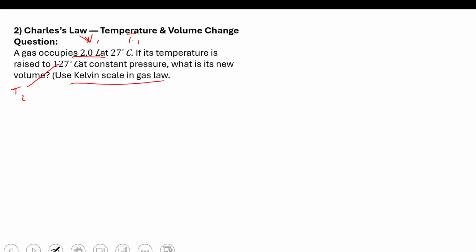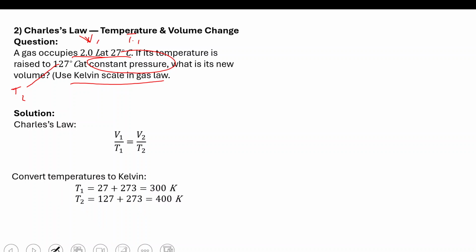So this is Charles law because we're told that the pressure is kept constant. So we're going to write out Charles law. It states that V1 over T1 is equals to V2 over T2. Now, the first thing we'll do is to convert all temperatures to Kelvin. So for T1, you have 27 degree, add to 273 to get 300 Kelvin. And for T2, it is 127 degree in the question, centigrade. You add to 273 Kelvin to get 400 Kelvin.